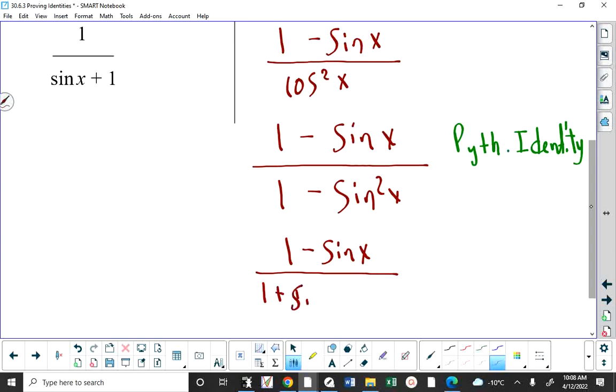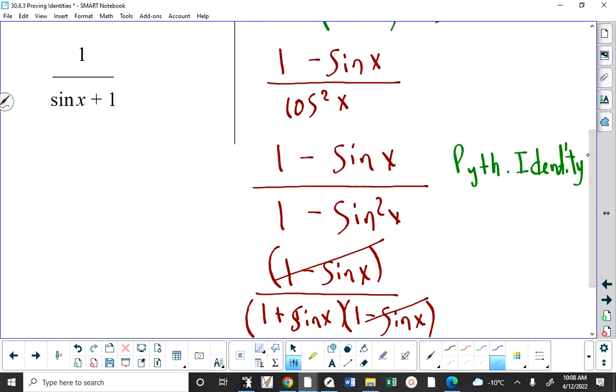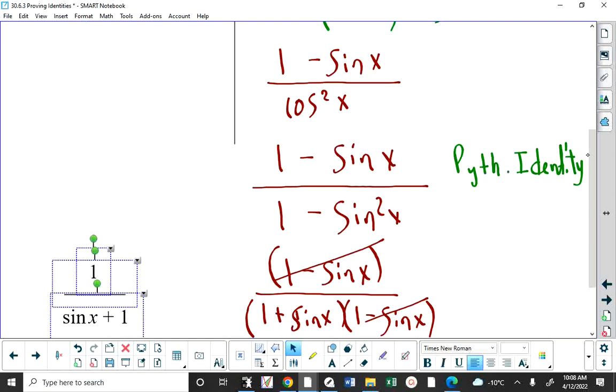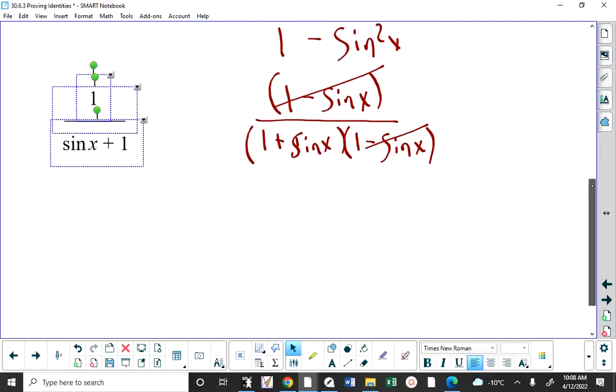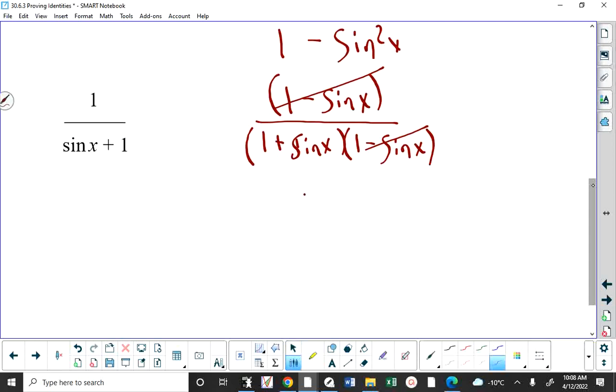And one of those factors, when we factor 1 minus sine squared, will be 1 plus sine of x. The other will be 1 minus sine of x. And we have 1 minus sine of x on the top, so it cancels. And we're left with 1 on the top and sine of x plus 1, while we're left with, I better be very clear here, on the right-hand side 1 over 1 plus sine of x. Well, that's the same as 1 over sine of x plus 1. You don't have to rewrite it with those two terms switched. So now we can say left side equals right side.